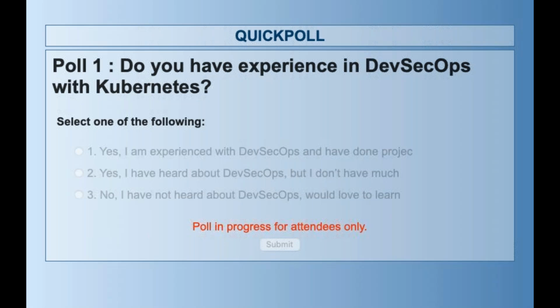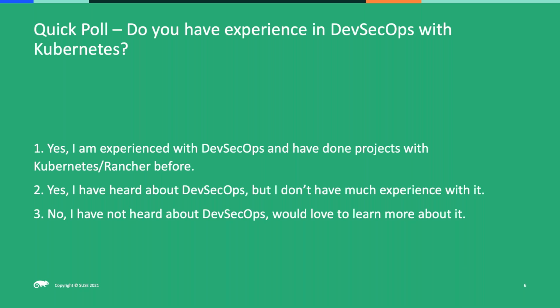We see that about 78% of people have voted. Hurry up, last chance. There we go, we've got 80%. That'll do. Now let me close the poll and see what our view is here. Let me share the results now.